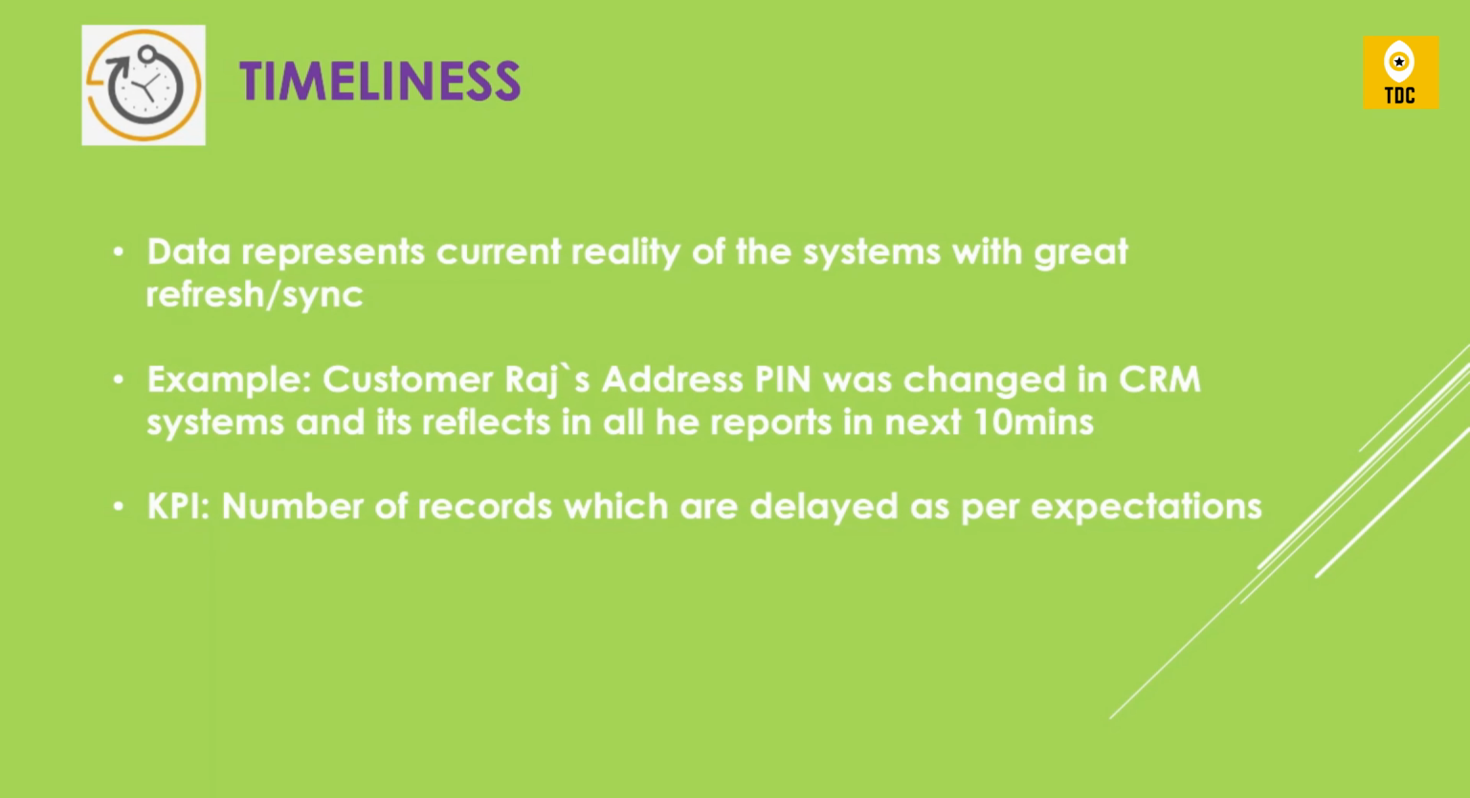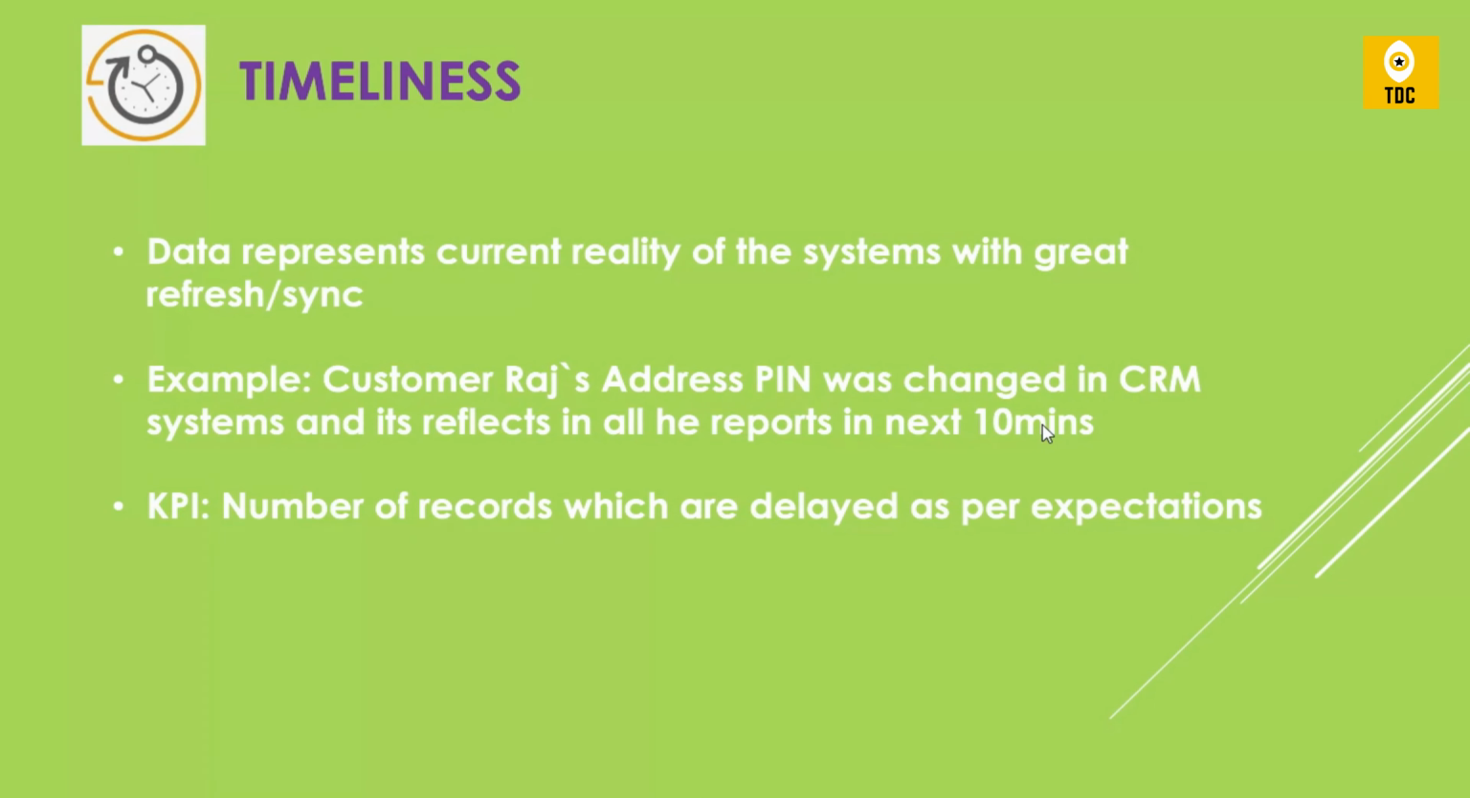It might get updated in say 1 hour or 2 hours, that doesn't matter, but it is a risk that you want to take. What happens if the data is not getting updated in 1 or 2 hours, or is it okay to take that risk? Basically, how much time can you wait for the data to get updated? That is what we call timeliness. Suppose customer Raj's address PIN was changed in the CRM system, and it should reflect in all the reports in the next 10 minutes. This is a business requirement. If the data is not refreshed within 10 minutes in all the reports after it is updated in CRM, then we call it a data quality mismatch with respect to timeliness.